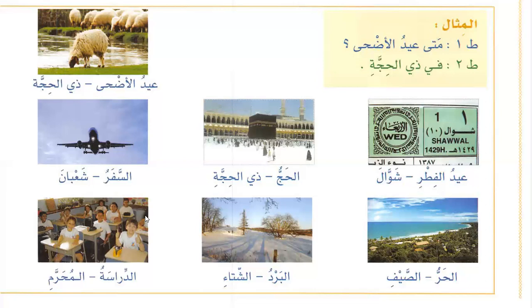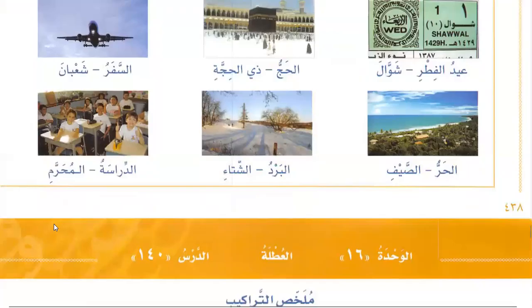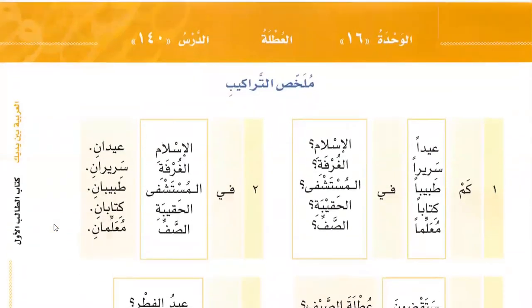Mata safaru? When is travel? Fi Sha'ban, in the month of Sha'ban. Miss Rahma, you are first. Mata harru? Fi saifi. When is it hot? In summer. Mata barid? Fi shitai. Mata dirasat? Fil muharrami. Summary of structures.